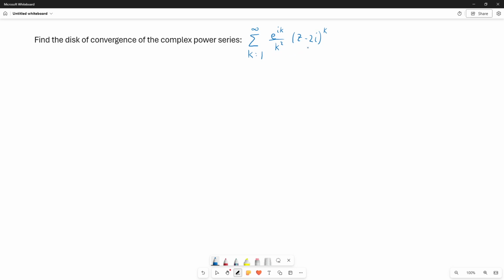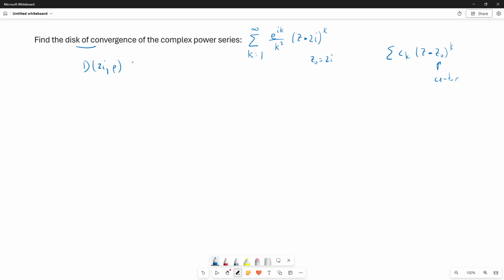because of k squared. Next, this is a power series centered at 2i, because a power series has the form (z - z0)^k. The minus is built into the formula. We do have the minus here. So our center z0 is 2i. So the disk of convergence is going to be centered at 2i and then have some radius rho.